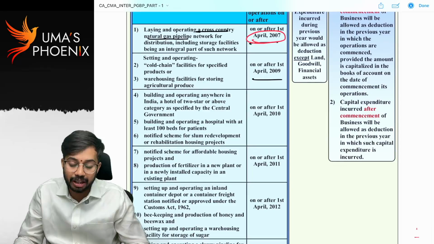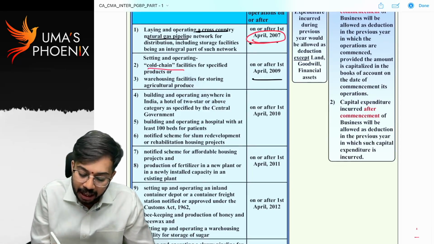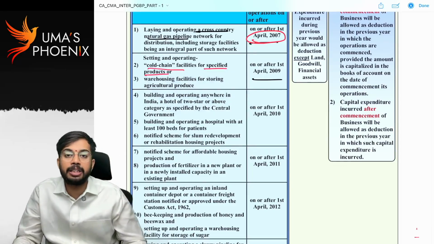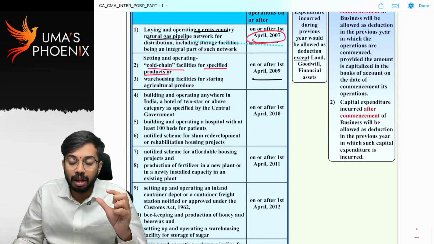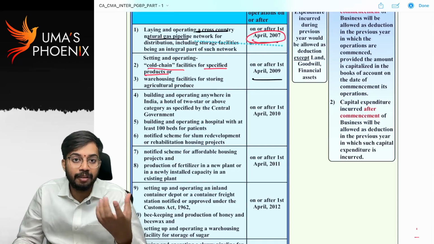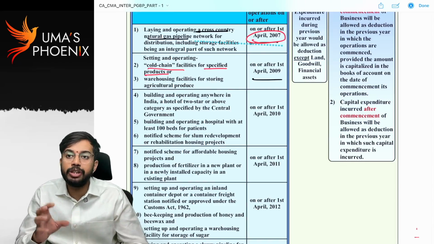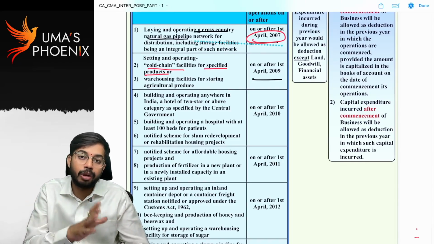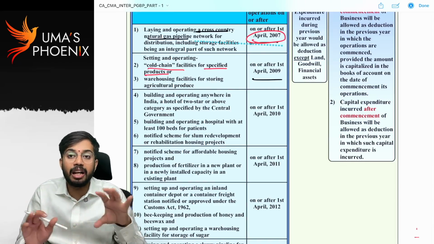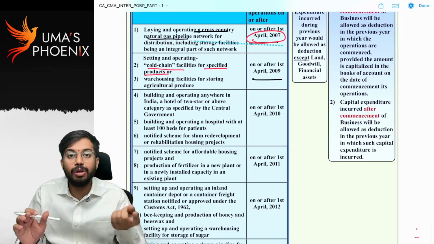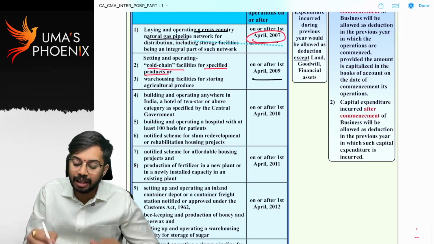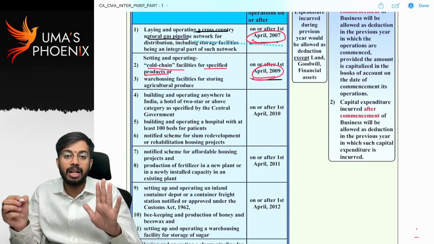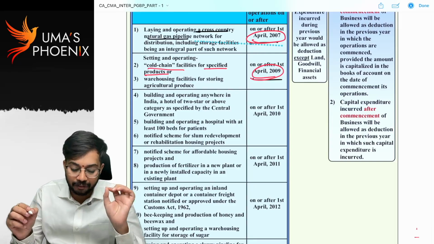as deduction. Next, cold chain facilities for specified products. Specified products means what? Agricultural produce, forest produce, sea produce, fish and fish related products. You know cold chain facilities, right? For transportation or storage of fish or fish related products, generally cold storages are used. So those who are engaged in the cold chain facilities business, if they start their business on or after 1st April 2009, are eligible for deduction under section 35AD.